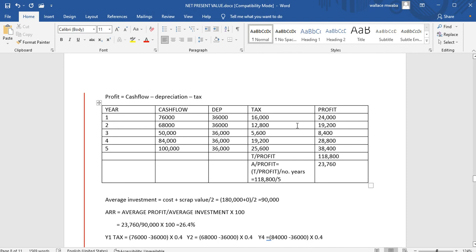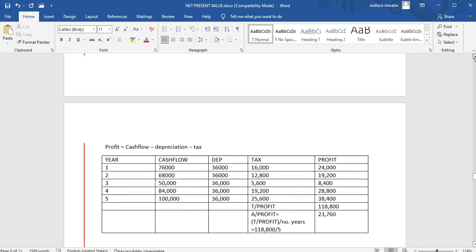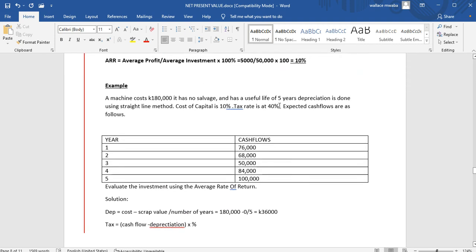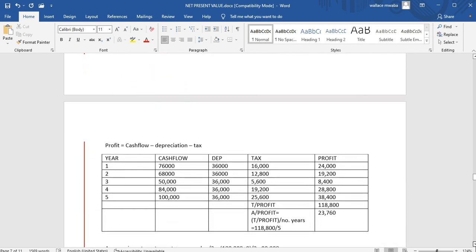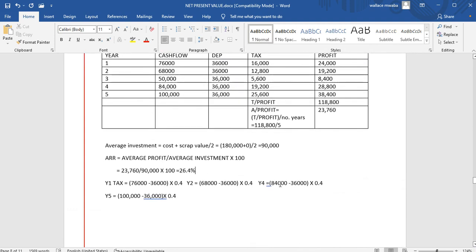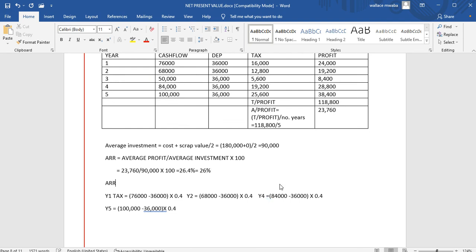So now, what was our cost of capital? 10%. And our ARR is 26.4%, which we can round off to 26%. Since the ARR of 26% is greater than the cost of capital, which is 10%, we accept.